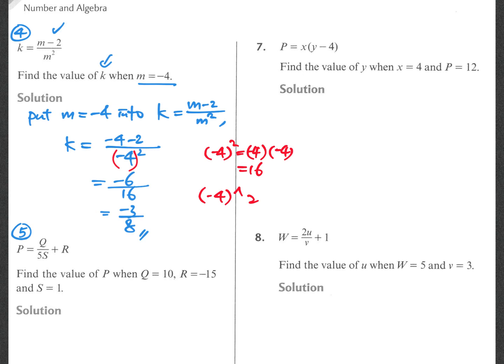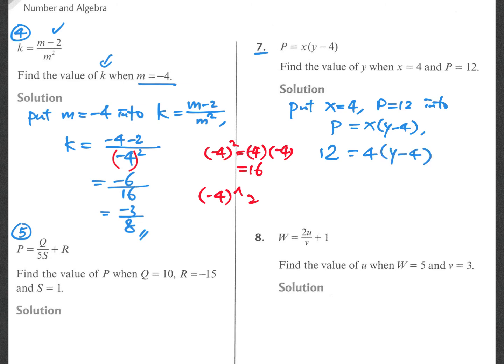The question of substitution can be turned into a question of solving an equation as well. Now take a look at number 7. We do the same thing: we put x to be 4, p to be 12 into the formula, which is p is x, y minus 4. The situation now is that on the left hand side, p turns to 12, x is 4, but y is still unknown. As a result, it turns out to be an equation like the one in number 4, but the way we do it is still the same.